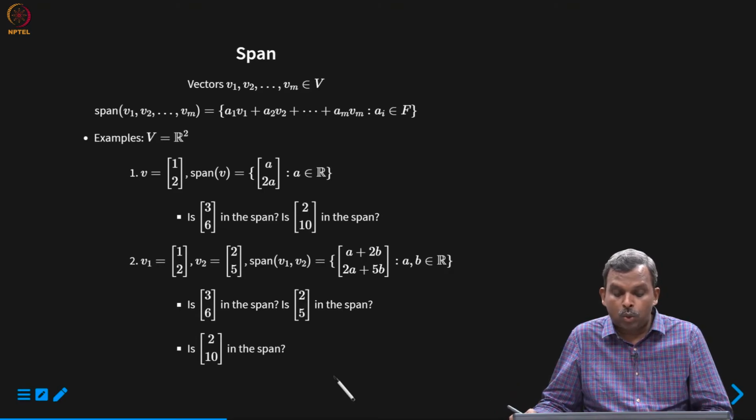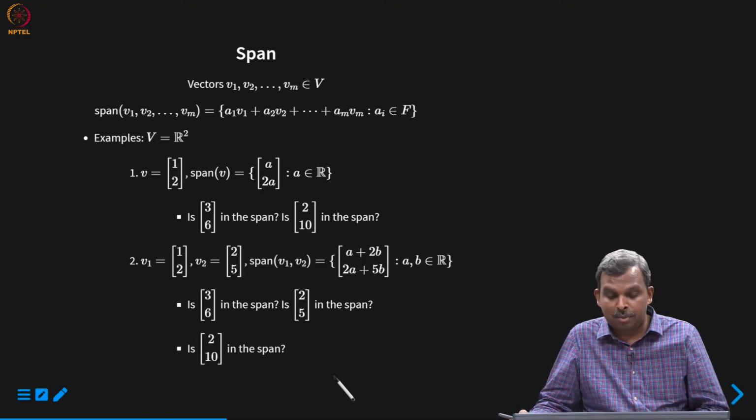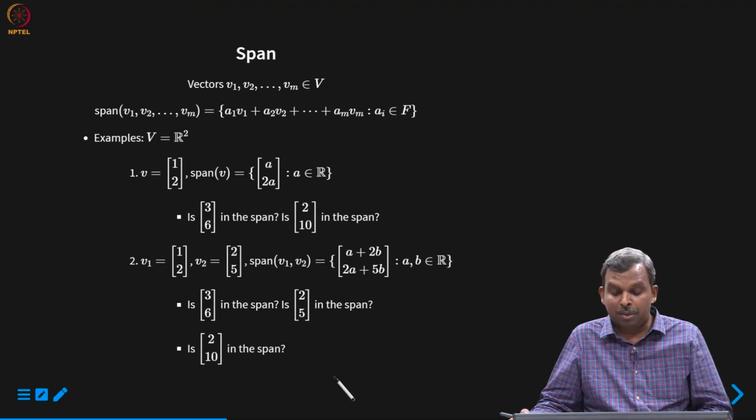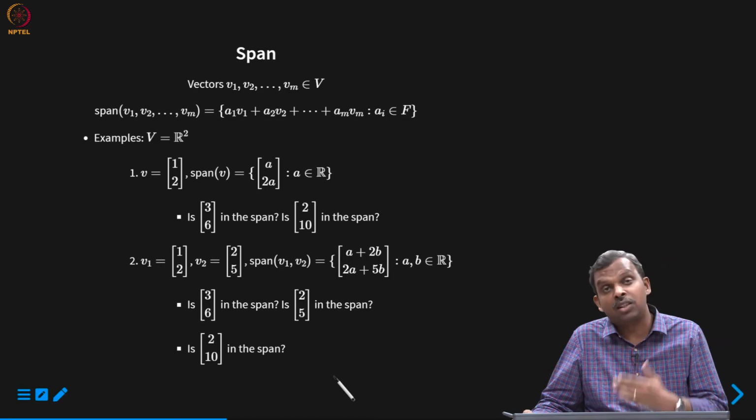If you look at (1, 2) and (2, 5), the span is the entire plane. So (3, 6) of course will be in the span, (2, 5) is in the span. It's easy to find a and b, and (2, 10) is also in the span.